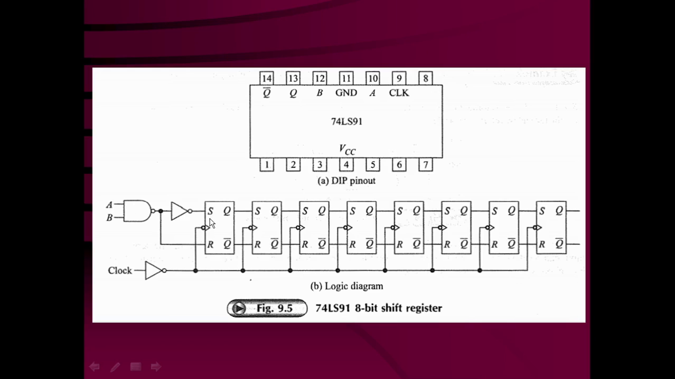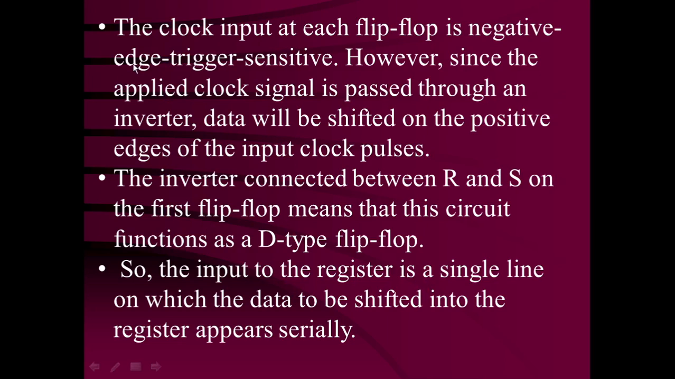Whatever data is there is available at the S input, and the complement of the data is available at the R input, and that way this behaves like a D type flip flop. The clock input at each flip flop is negative edge triggered. However, since the applied clock signal is passed through an inverter, data will be shifted on a positive edge of the input clock pulses. The inverter connected between R and S on the first flip flop means that this circuit functions as a D type flip flop. So the input to the register is a single line on which data is shifted into the register serially.